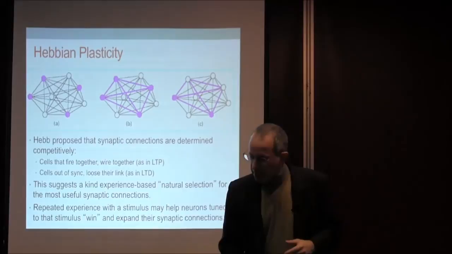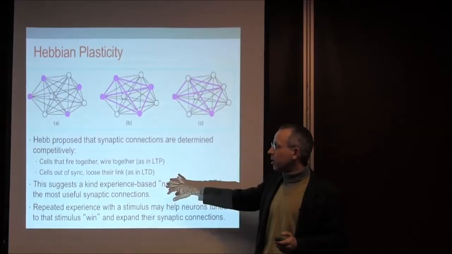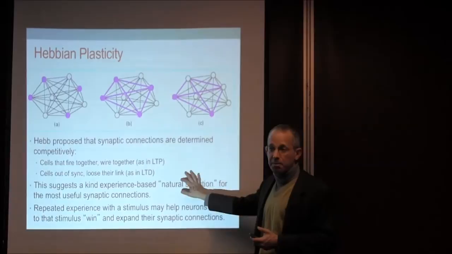And part of the ways in which this is believed to happen is by the principles of Hebbian plasticity, the idea that cells that fire together wire together, which is a way of thinking of LTP, and cells that are out of sync lose their link, as in long-term depression. So the more things that co-occur, the more they tend to be wired up together. And it suggests, again, coming back to Darwin, whom we talked about early on in the previous lecture, that there are mechanisms much like natural selection.